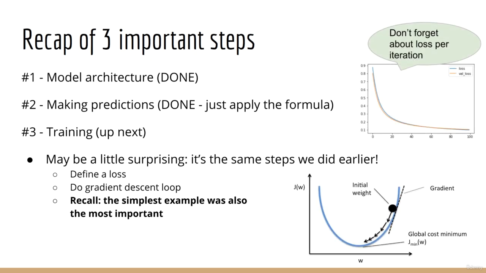Then, after we've done that, all we need to do is apply the gradient descent procedure to update the parameters of the model in order to minimize that loss. Once we've completed training, we can plot the loss per iteration to ensure that the loss converges successfully, and we can test our model by checking its accuracy on the train and test sets.